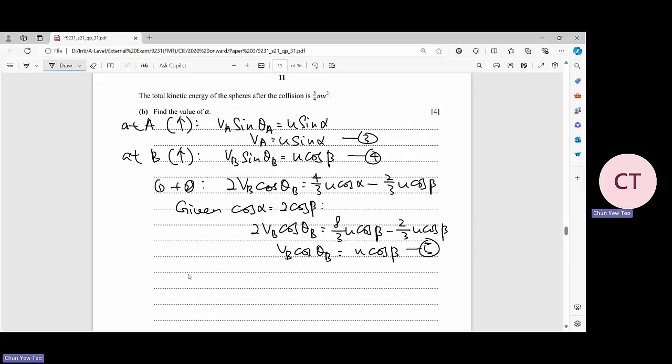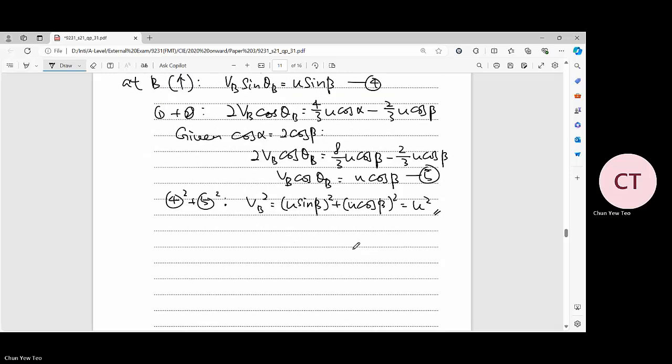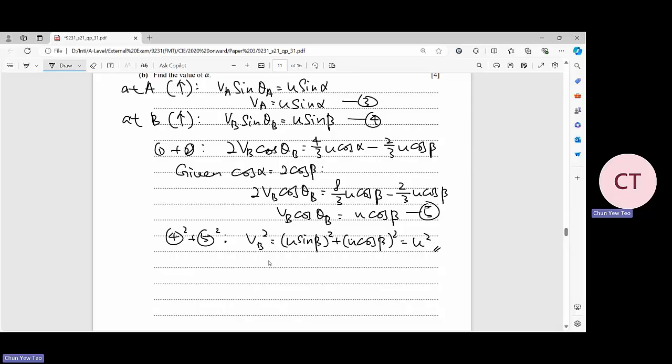So I take the number 4 squared plus the number 5 squared, and I will get my VB squared. My VB squared is U cos beta squared plus the, sorry, I make a mistake. This is a sine. This is a cos. This is a sine. This is a cos. So at the end, you get U squared. Then your VA squared is just the 3 squared only.